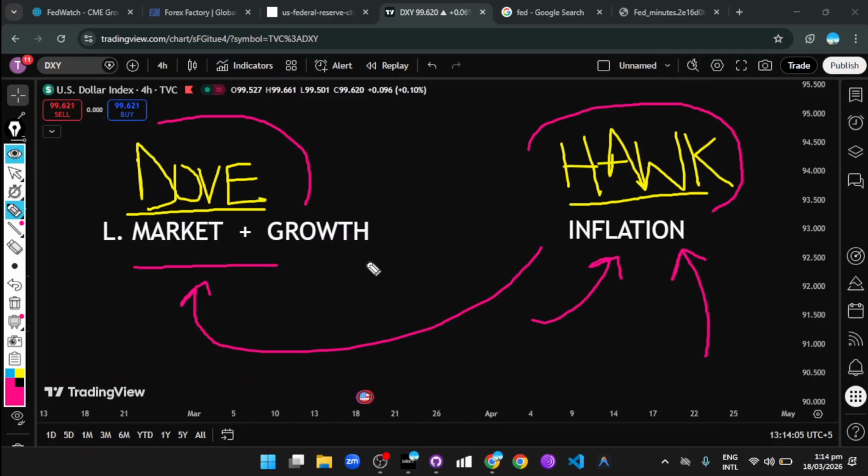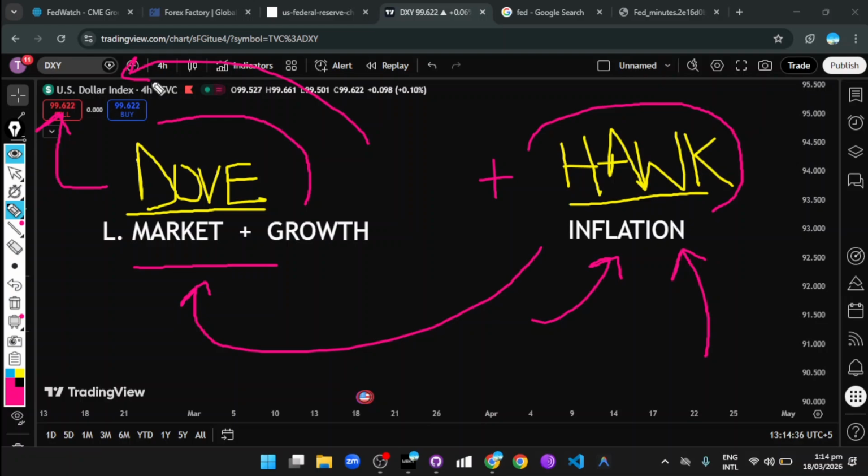Now, if he is a dove, it means it is a negative catalyst for the US dollar and it will act as a positive catalyst for the US indexes, for gold, for silver, and for Bitcoin, like all the risk-on assets and all the non-interest-yielding assets. But on the other hand, if he is hawkish, if he is a hawk, it will act as a positive catalyst for the US dollar and a negative catalyst for gold, silver, Bitcoin, and the US indexes, all of them.